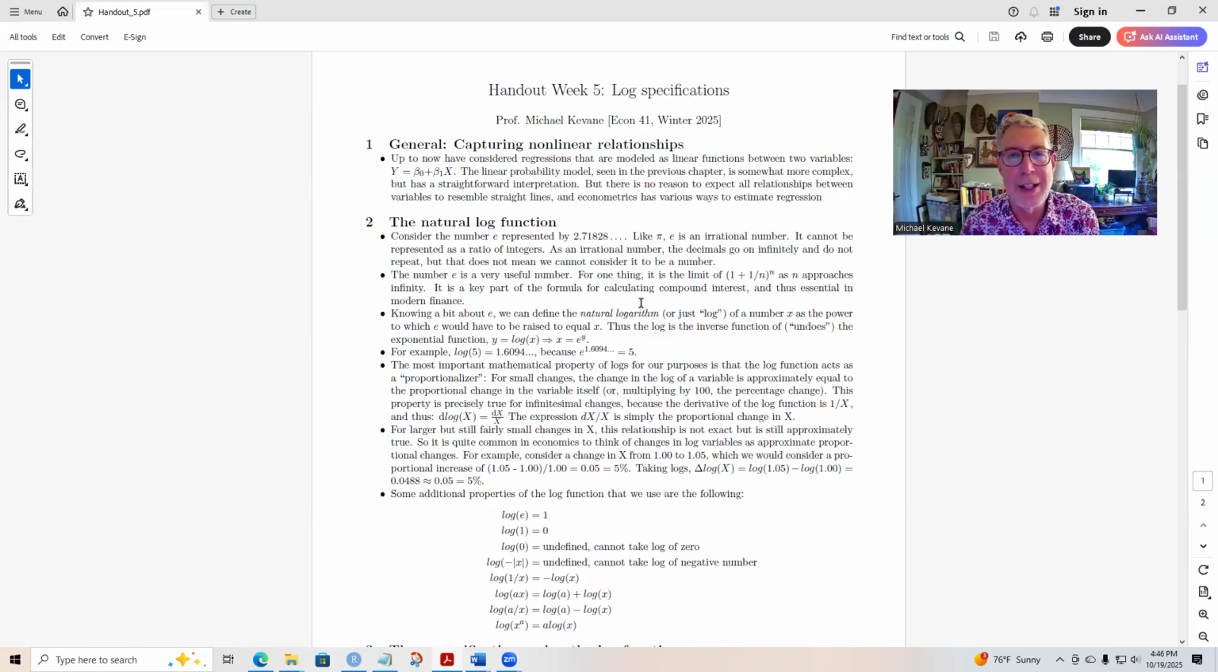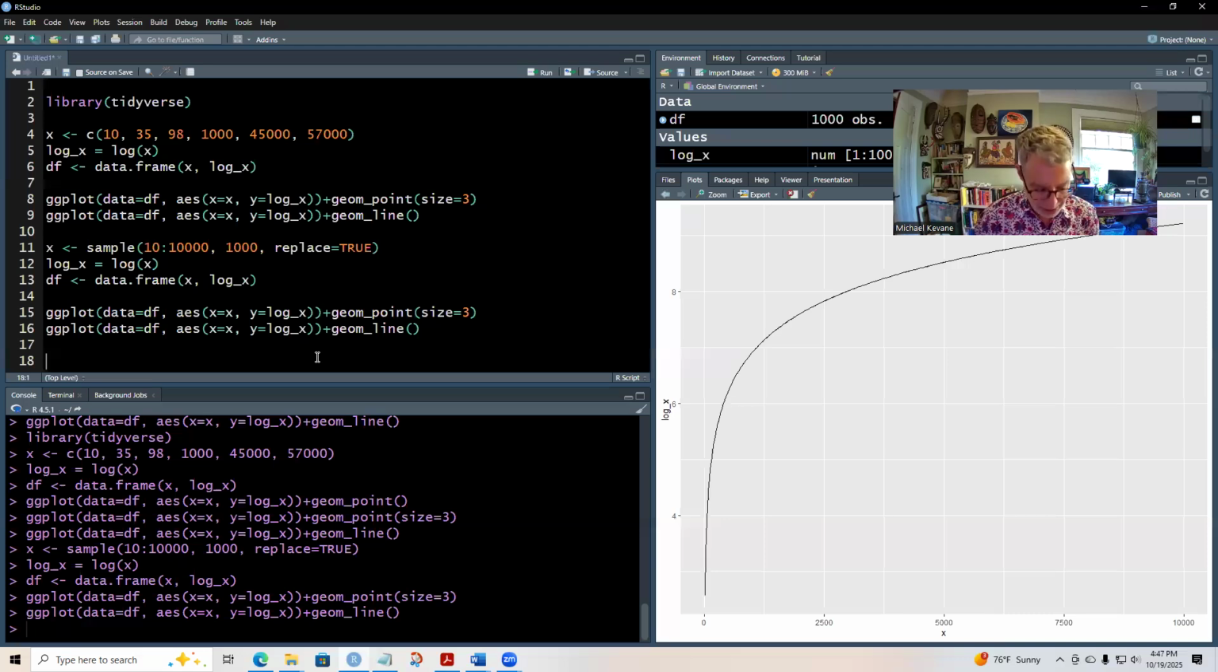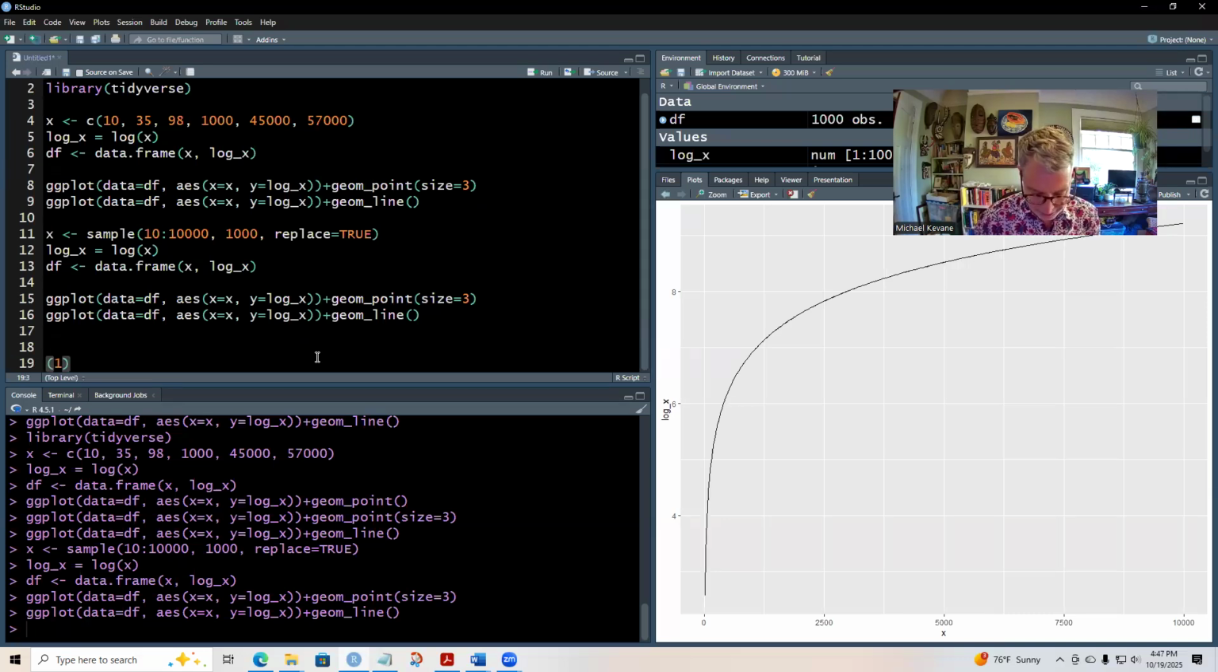It's used in finance a lot because it's the limit of 1 plus 1 over n raised to the power n as n goes to infinity. So as n goes to infinity, this number approaches 2.718. In fact, why don't we try that and see? So we have 1 plus 1 over n, and that whole thing raised to the power n. And then we'll see what happens when we have different values of n.